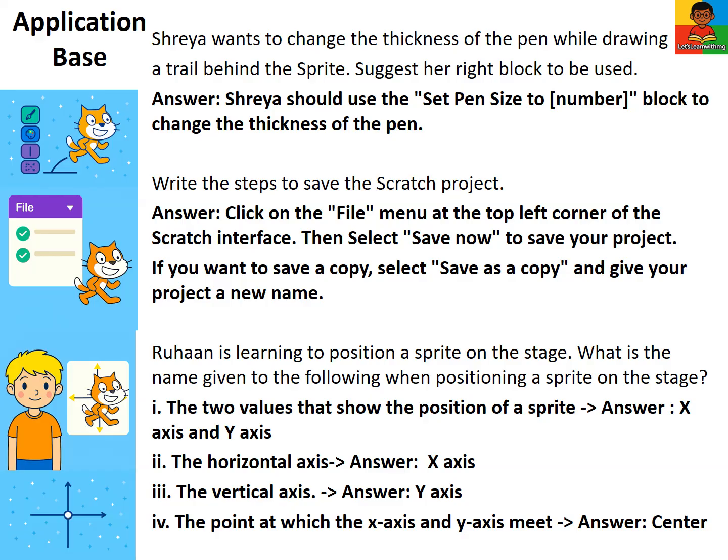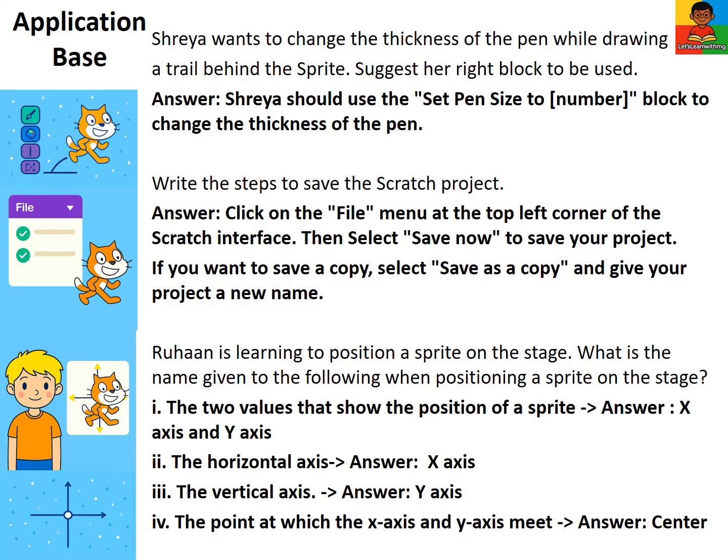Write the steps to save the Scratch project. Answer: click on the File menu at the top left corner of the Scratch interface. Then select Save Now to save your project. If you want to save a copy, select Save as a Copy and give your project a new name.